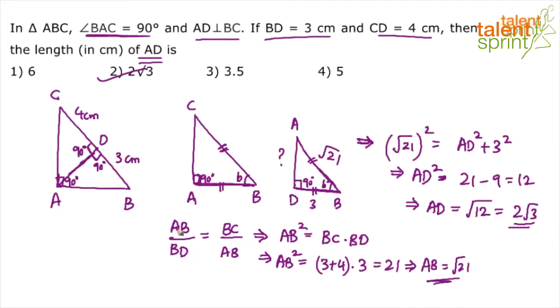When you do it yourself, I'm sure a lot of these steps can be cut down. Instead of writing all this, you can directly say AB square will be equal to 21 or AB equal to root 21, right? You don't have to write all these intermediate steps. And then apply Pythagoras theorem to get the answer. Clear? Did you all follow this? Yeah. I think all of you have understood this.